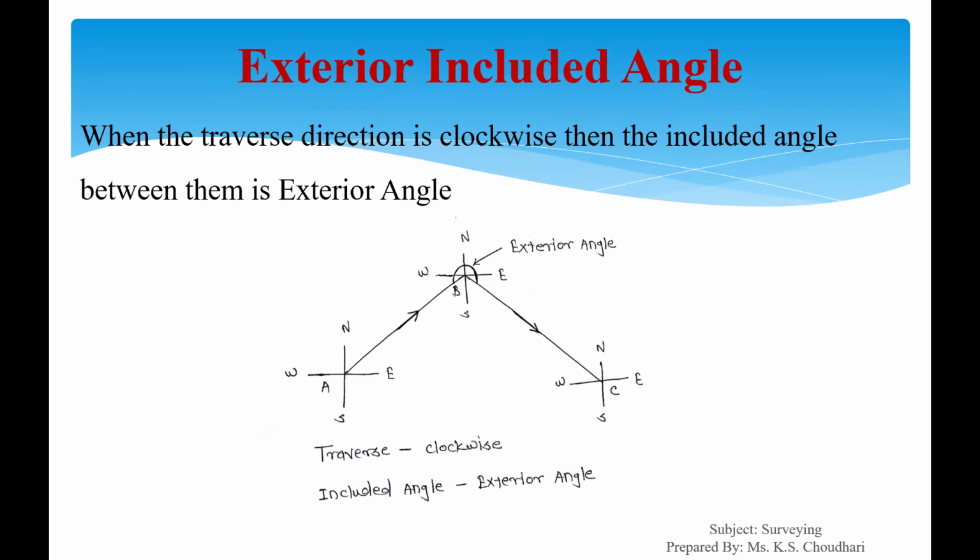Now, the exterior included angle. When the traverse direction is clockwise, then the included angle between them is exterior angle. For that, observe the diagram. Here is an open traverse, and its direction is clockwise, that is from A to B and B to C. So, their included angle is the exterior angle between them.